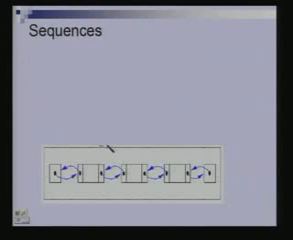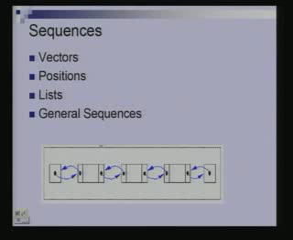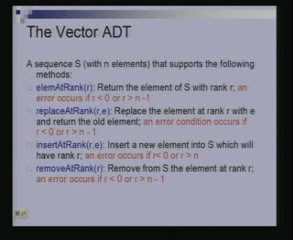Okay? So that's all I wanted to discuss about queues and double-ended queues. So now we are going to go to the second part, and we'll quickly look at some sequences. So vectors, we're going to be talking about vectors, positions, lists and general sequences, right? We'll be using the data structures that we have seen so far, arrays and linked lists, to be able to implement these data types.